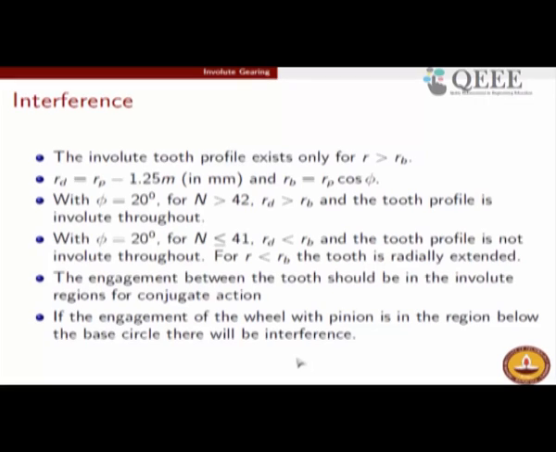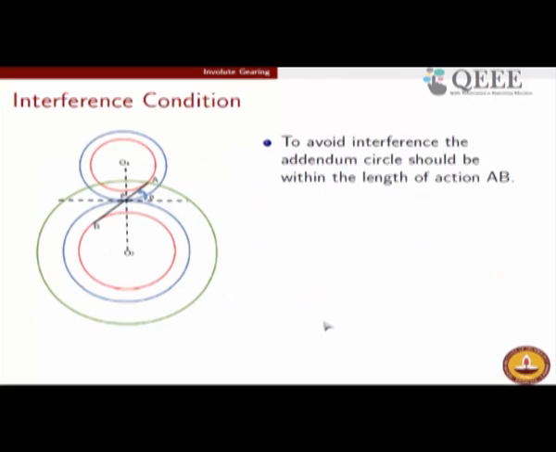If the fundamental law of gearing is not getting satisfied, conjugate action is denied, then there is a possibility of interference, which is what we will study. So let us look at this condition carefully. We already know that the engagement happens in this region, which is called the length of action. The length of action is this line AB, which is basically the tangent between the two base circles.